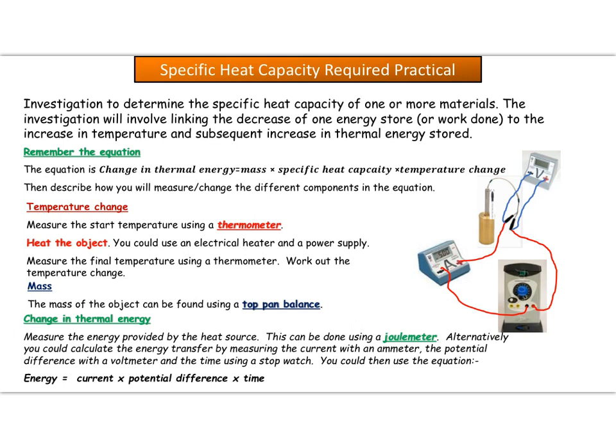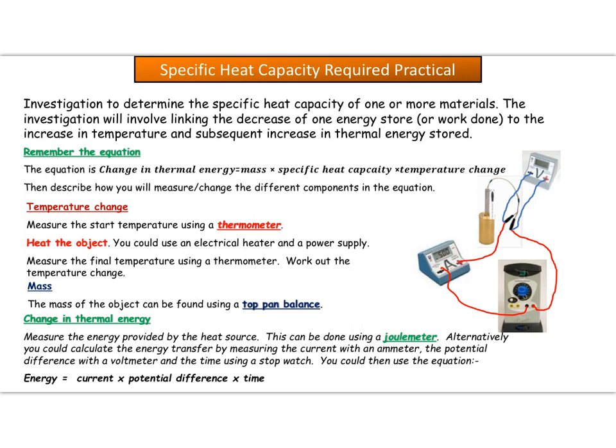So we can start with temperature change. At the beginning we'll measure the start temperature using a thermometer. We'll then heat our object using some method, and then we will work out the final temperature using a thermometer. When we heat our object, we'll heat it for a given time, and we'll time that using a stopwatch. And you should remember that to work out the temperature change, you do the final temperature take away the initial temperature. To measure the mass of the object, we're going to use a top-pan balance.